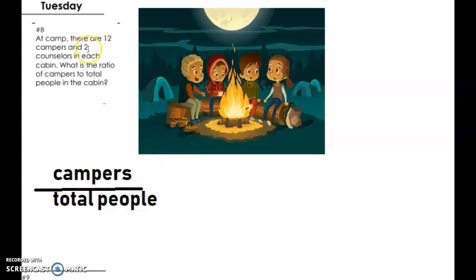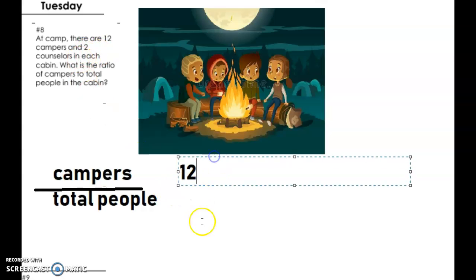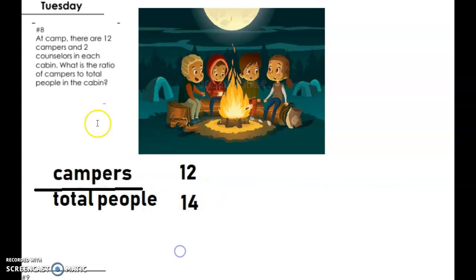So how many campers are there? Well, there's 12 campers, right? And how many total people are there? It'd be the 12 plus the 2 counselors, right? Which is 14. So the ratio of campers to total people is 12 to 14. Now you can simplify this to get a better answer. They're both even numbers, so you can definitely divide them by 2, right? And then see where you go from there.